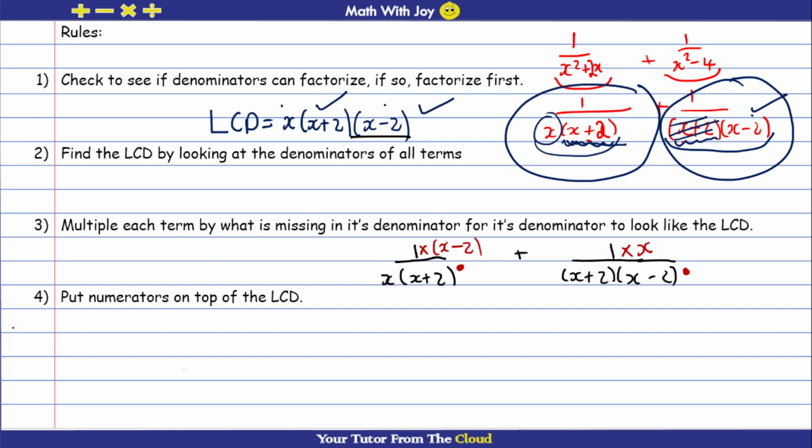And then what you do, number 4, is put all the numerators under the LCD. So here I have the numerator x minus 2 plus the numerator x. All of those are put under one denominator, which is the LCD, x bracket x plus 2, x minus 2. And that's how you will do these questions.